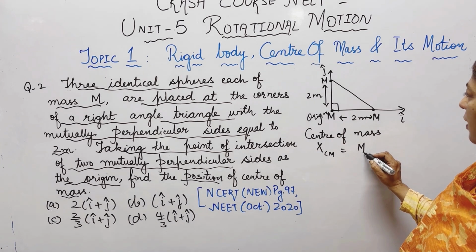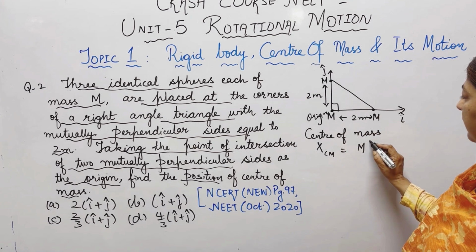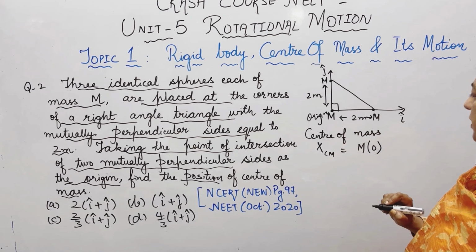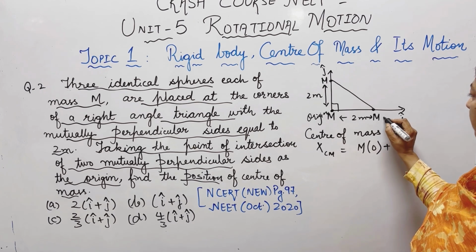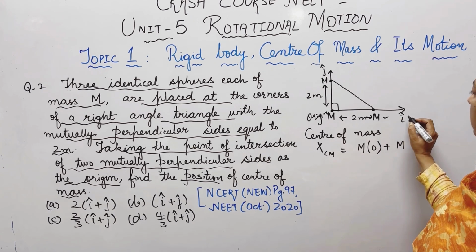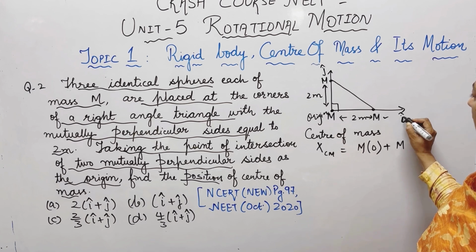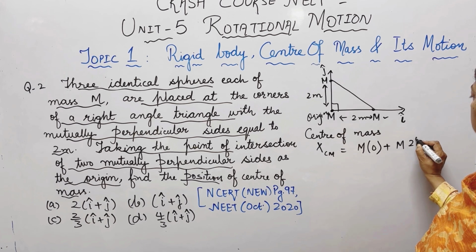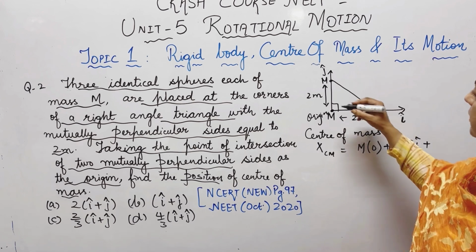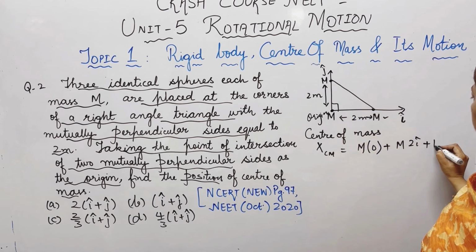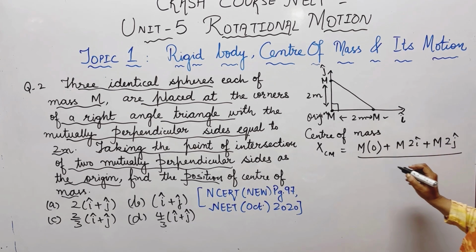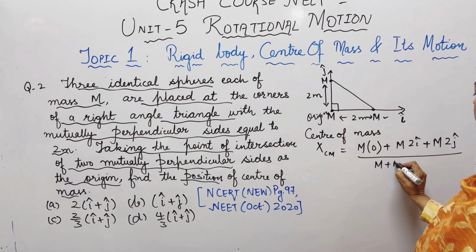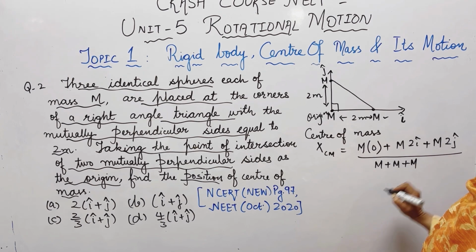So in this case I am taking the first, that is lying at the origin, and the distance is 0 for it. The next is this m. This is lying at 2 units in the i cap direction. So this is denoted by 2i. And for this mass m, this is 2 units in the j direction. So 2j for that. And that is divided by m plus m plus m.